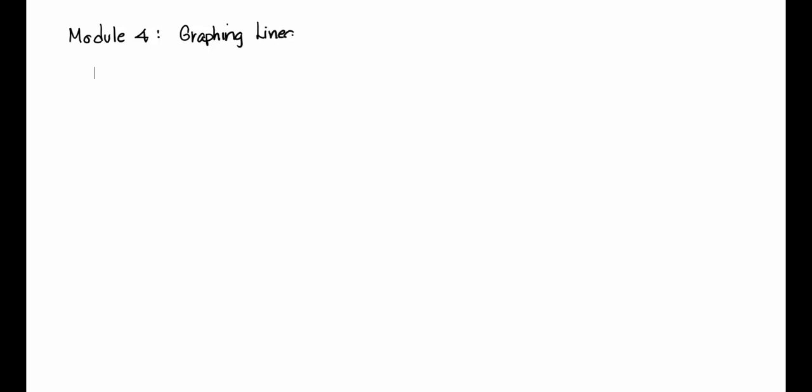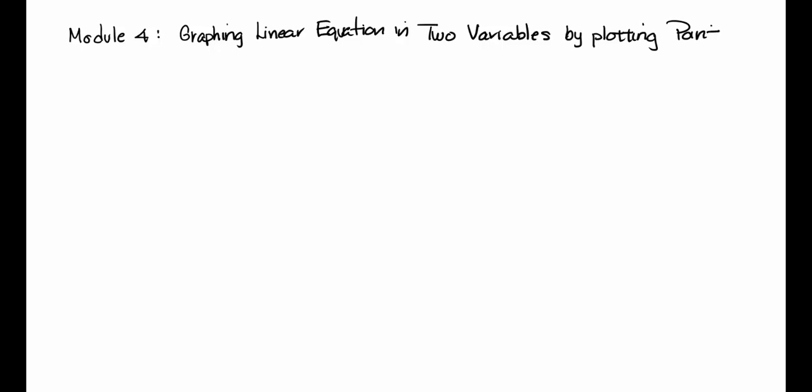Graphing linear equations in two variables again. So we're using two variables, our x's and our y's, by plotting points. Okay, and this again still corresponds to section 3.2 in the ebook.